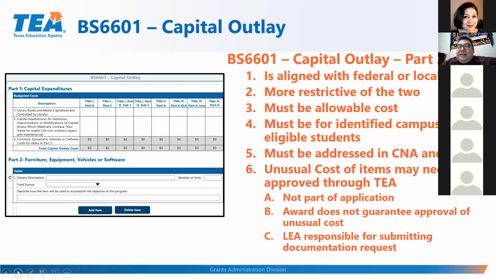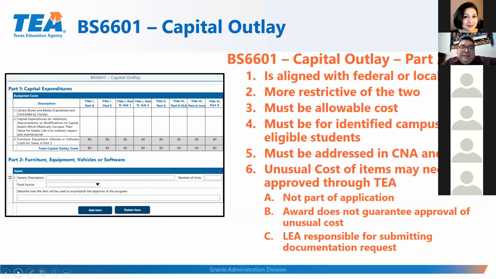It should be identified at your local level for the campuses and eligible students. Since we're not asking for that, if you're budgeting for equipment for Title 1C Migrant, it should be being used for those identified eligible students. And you should have that documentation as how you're identifying that. It should be addressing your CNA and or your DIP.